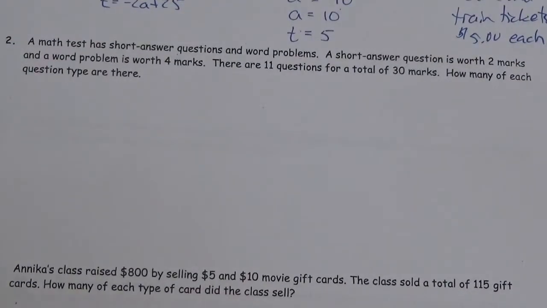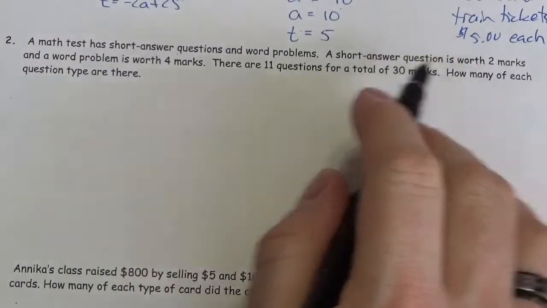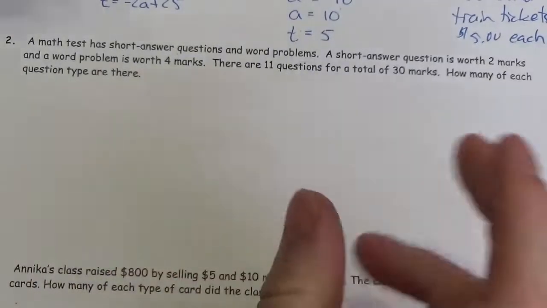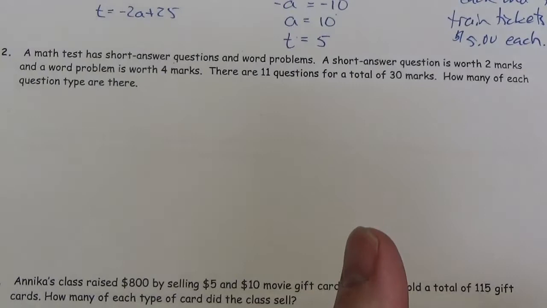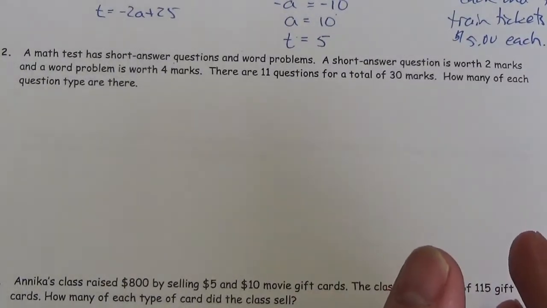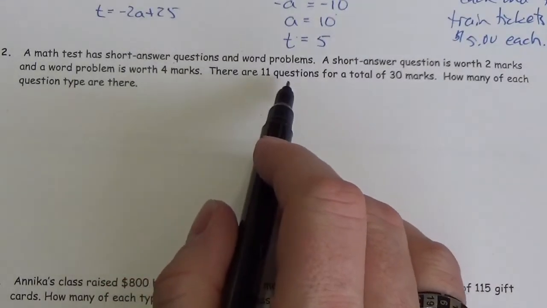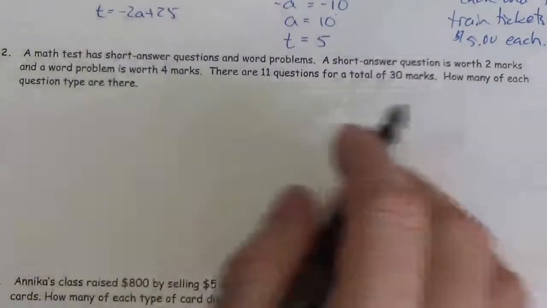It says a math test has short answer questions and word problems. A short answer question is worth 2 marks, and a word problem is worth 4 marks. So even at this point, I've given you what they're worth, so I suspect I know where this is going. What I didn't tell you is how many there were, so I suspect that's what we're going to be asked for here. There are 11 questions for a total of 30 marks. How many of each type of question are there?